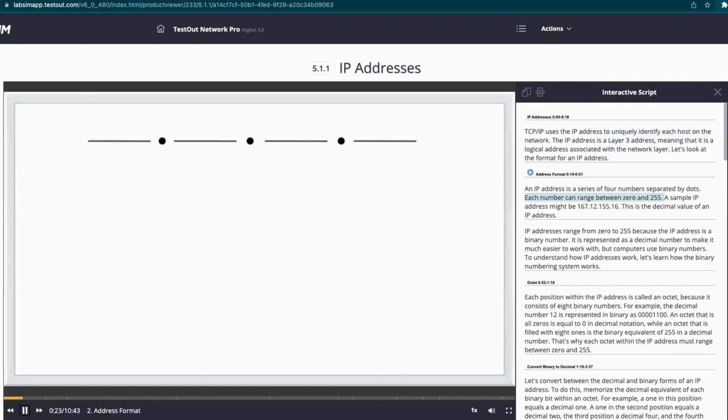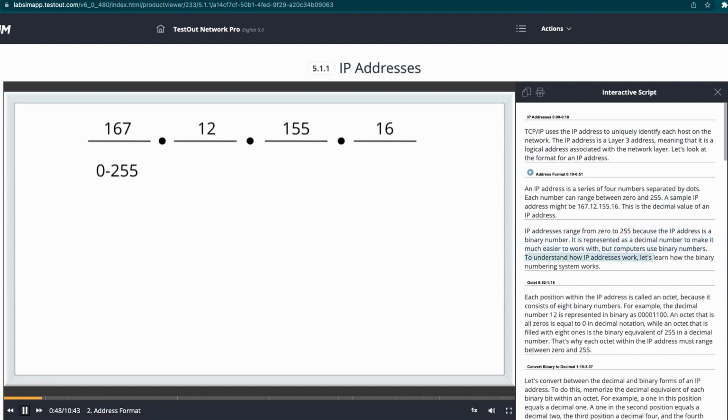Each number can range between 0 and 255. So a sample IP address might be 167.12.155.16. This is the decimal value of an IP address. IP addresses range from 0 to 255 because the IP address is a binary number. It is represented as a decimal number to make it much easier to work with, but computers use binary numbers.